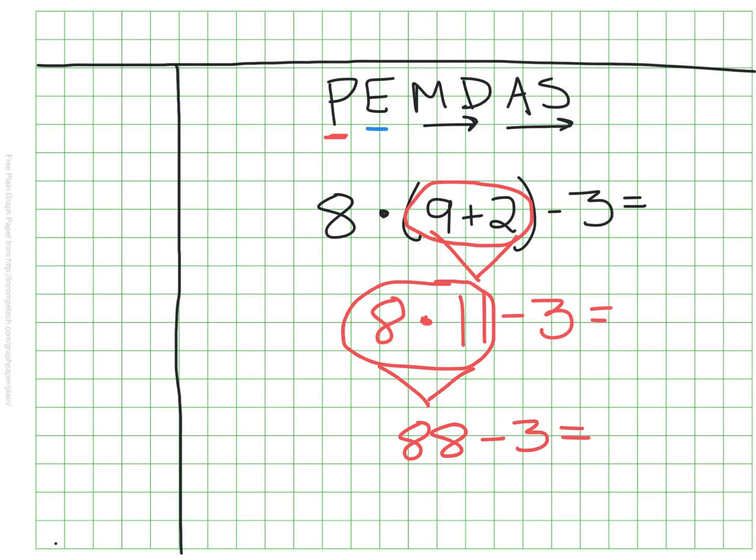Next, I need to see if there's any adding and subtracting. There is subtraction, no addition. So I'm just going to go ahead and circle my last step, make a little snow cone, and I see that my answer is 85, and that's my final answer. If we had done this without order of operations, we might have gotten something completely different and incorrect.